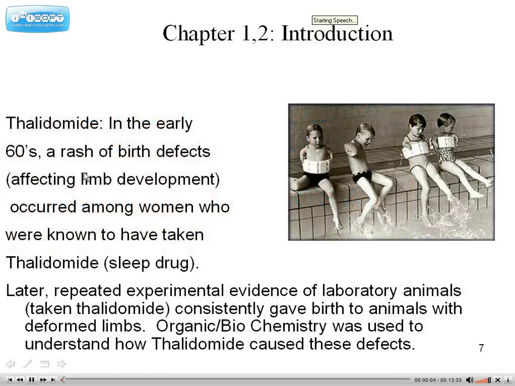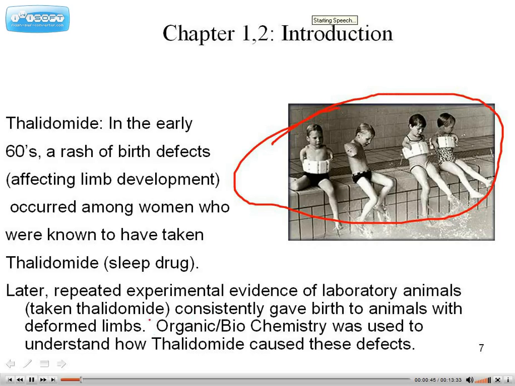Thalidomide. In the early 60s, a rash of birth defects occurred among women who were known to have taken thalidomide. Thalidomide was a very common sleep drug given to pregnant women. At the time, they didn't find anything wrong when doing animal tests, and it put pregnant women to sleep with no apparent ill effects. However, it turns out that thalidomide would cause pregnant women to give birth to deformed children, as you can see in the picture. Pretty sad.